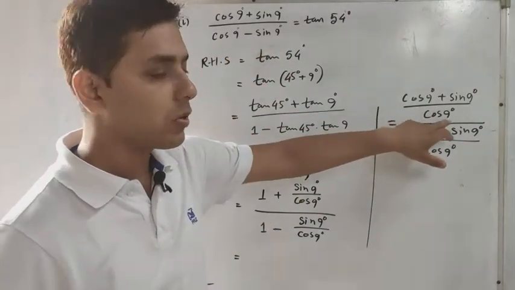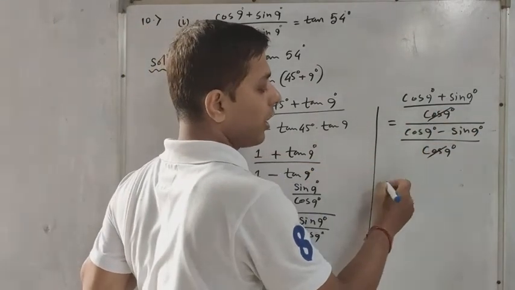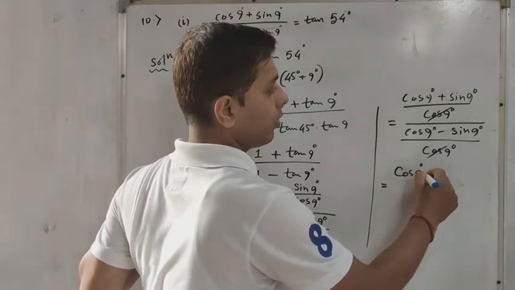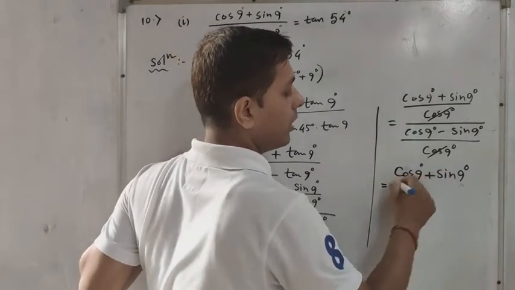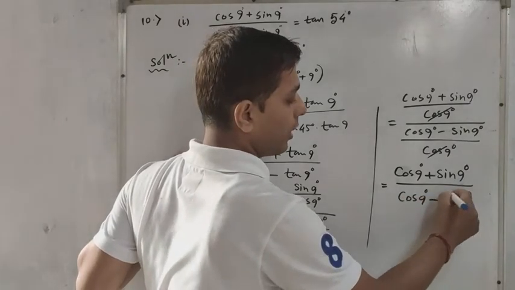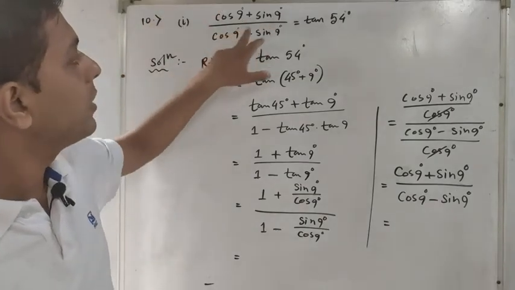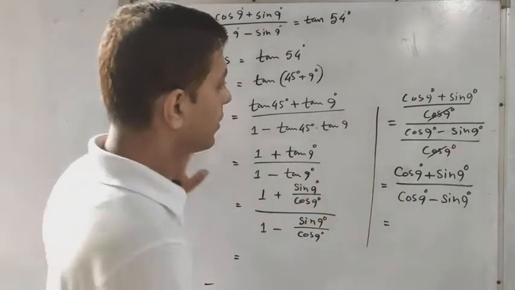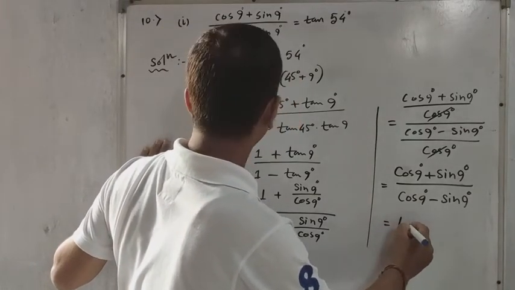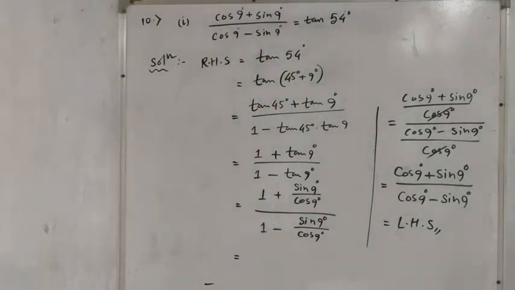See, its denominator is cos 9 degree, its denominator is also cos 9 degree. So both the cos denominators can be cancelled. Ultimately, we have cos 9 degree plus sin 9 degree, whole divided by cos 9 degree minus sin 9 degree. Isn't it the answer? Left hand side, yes, cos 9 degree plus sin 9 degree divided by cos 9 degree minus sin 9 degree. The same. Sorry, this is the left hand side. We started with the right hand side and we obtained the left hand side part. Okay, so I hope you have understood the solution.